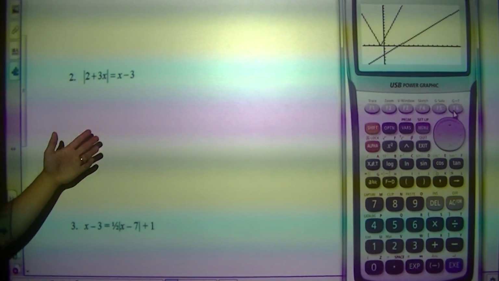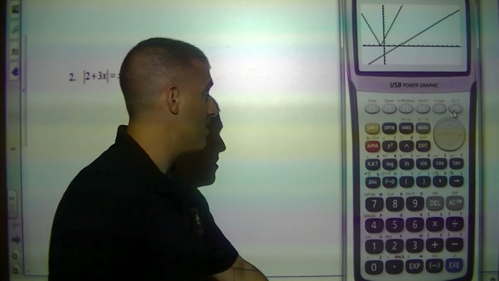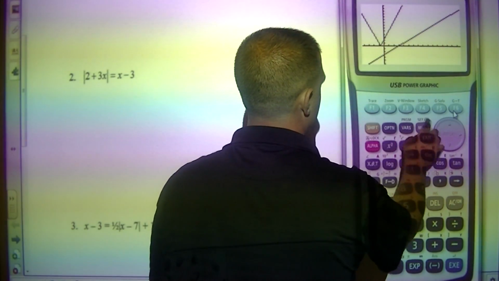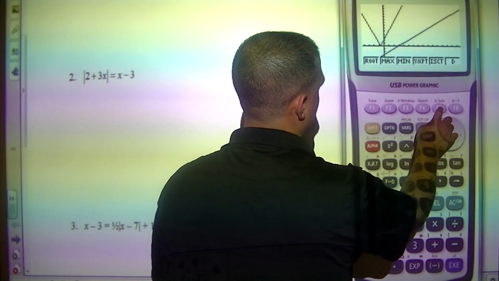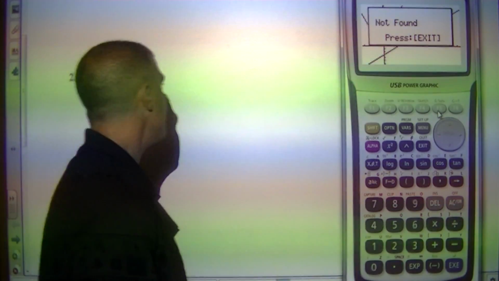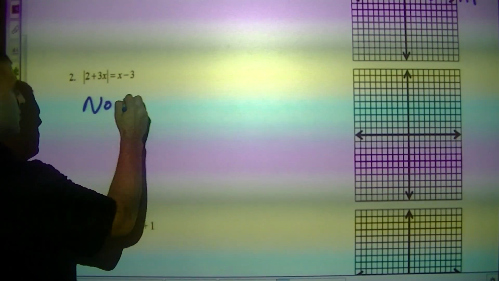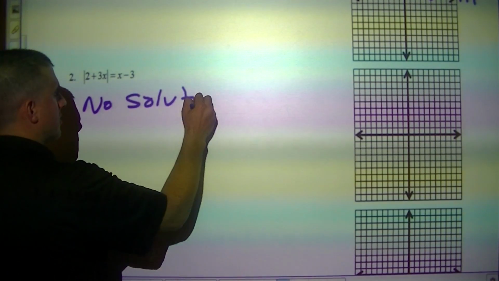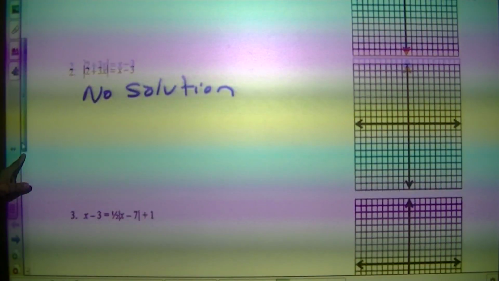As you can see, there's going to be no intersection there. So that's going to be G-solve intersect. As you can see, it says none. So this is going to be a no solution. All right, moving down to the next one.